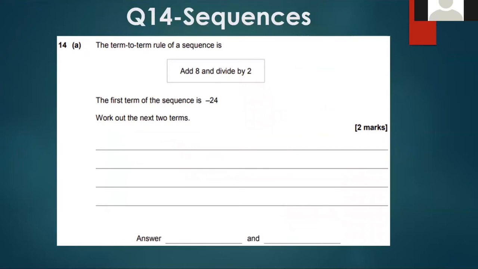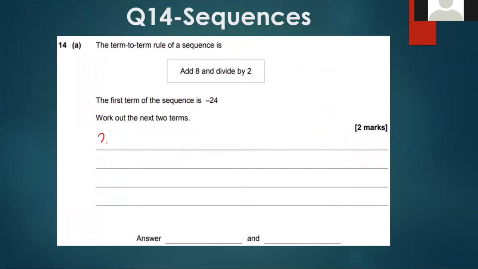14 then is looking at sequences. So question number 14, you've got a term-to-term rule of a sequence, which is add 8, and then you divide by 2. The first term of the sequence is minus 24. Work out the next two terms. So what you've got to do is work out the next two terms.